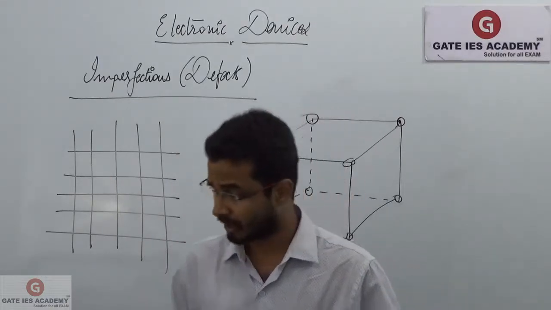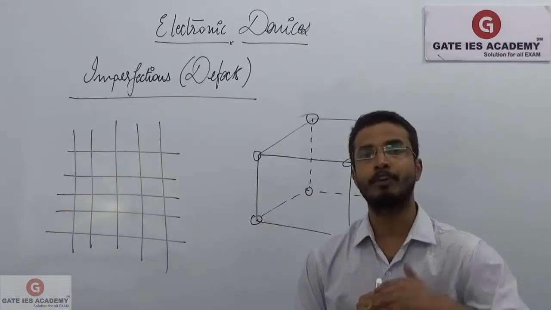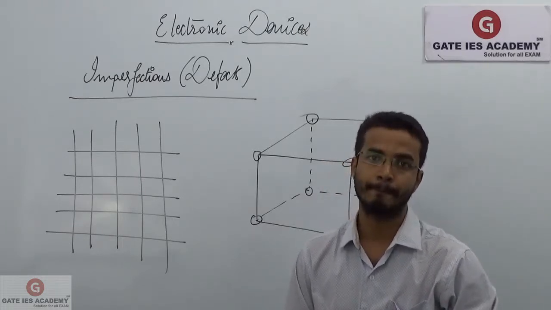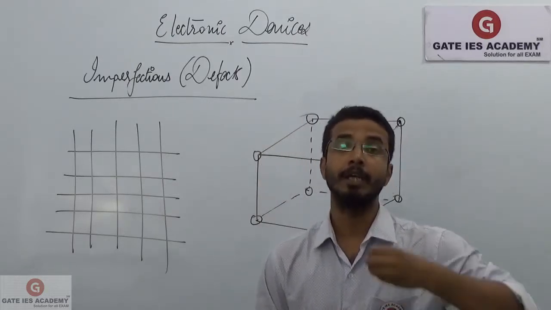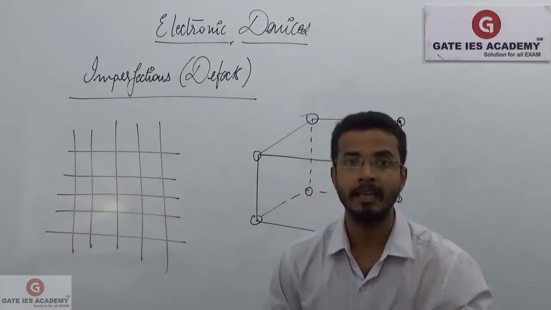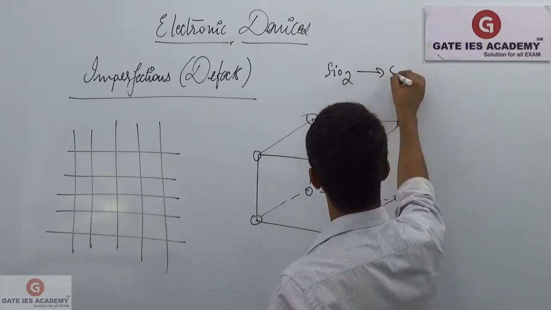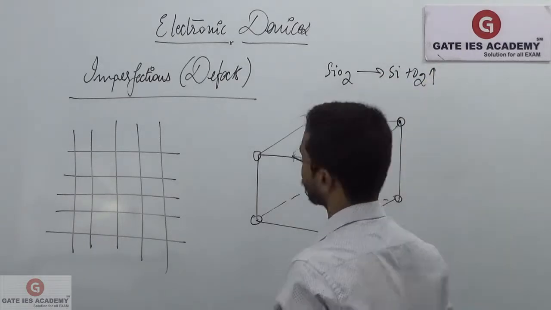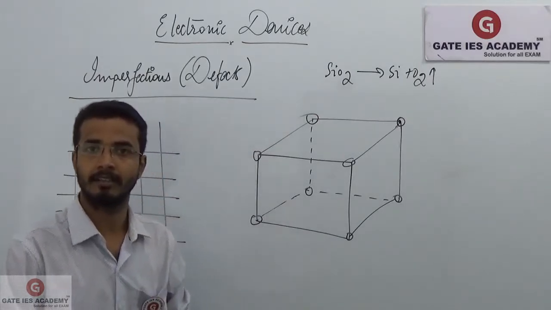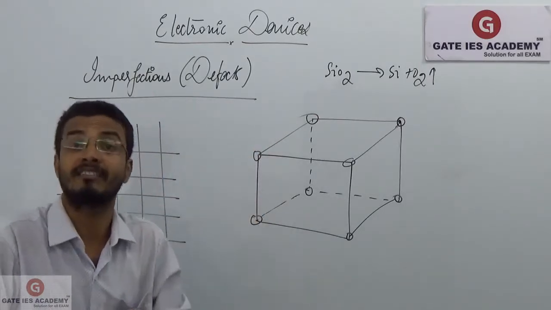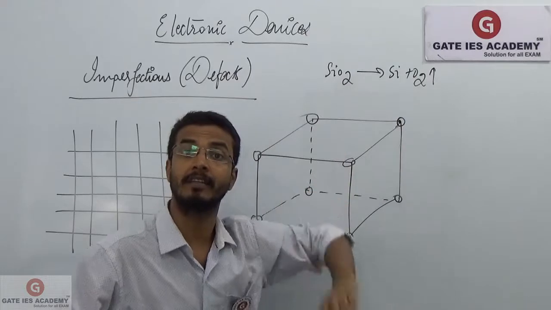The first type of imperfection can exist because, if I'm discussing silicon, ultimately you're getting the silicon from silica, that means SiO2. You are assuming that each and every silica will get deoxidized, that this SiO2 becomes total Si plus O2, that all the oxygen atoms will get removed from here and you will get the perfect silicon.